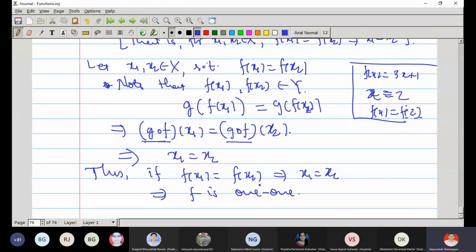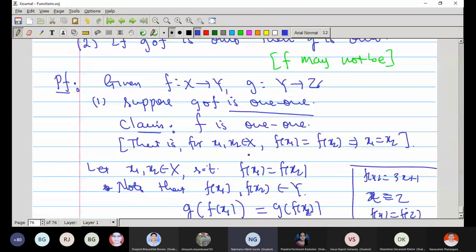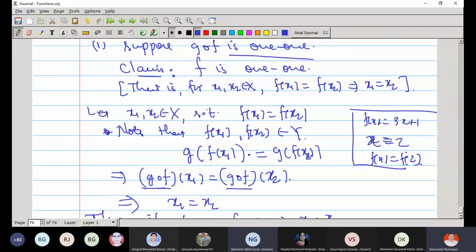Okay, so the proof is clear. So we'll stop here because time is over. You try to write down the next, the second proof, for onto.